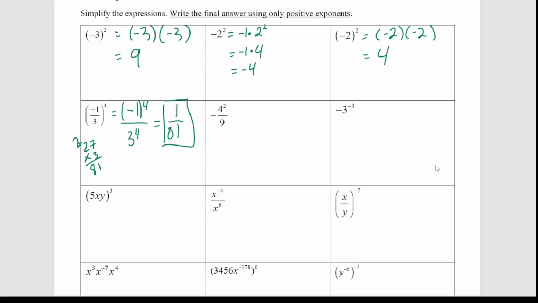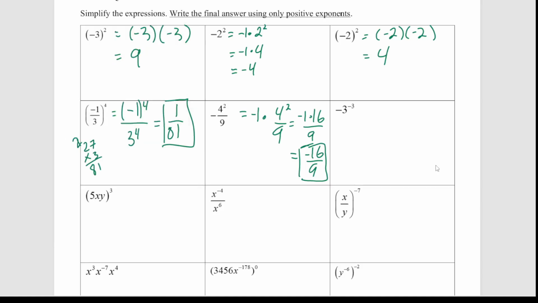For this next one, that negative's on the outside, so keep that in mind. That's negative 1 times 4 squared over 9. Then 4 squared, that means 4 times 4, that's going to get you 16. Negative 1 times 16 gets us negative 16, and negative 16 over 9 is as simplified as it gets.